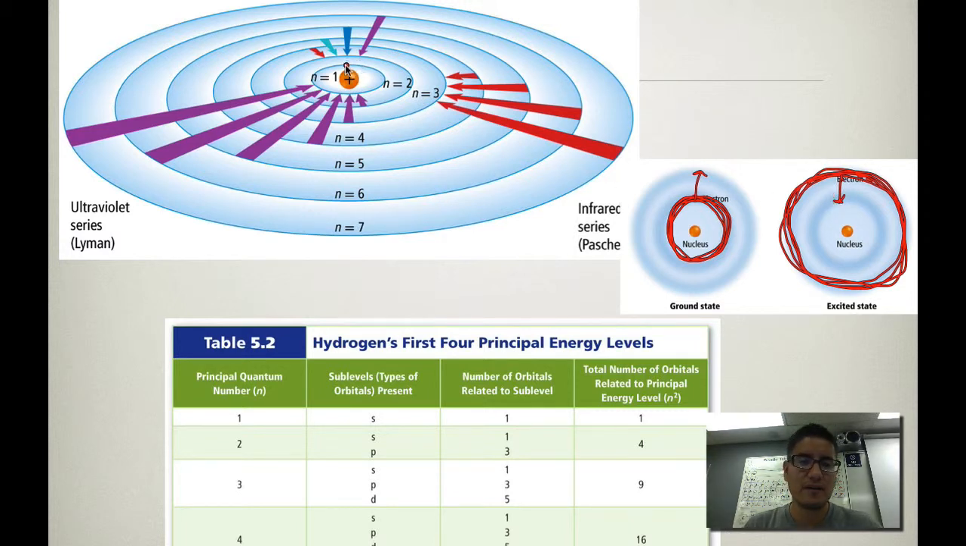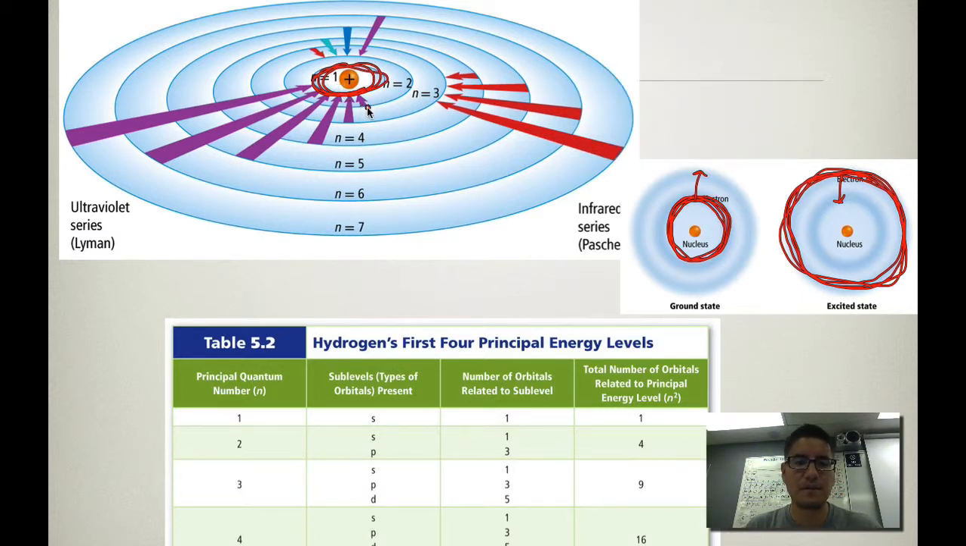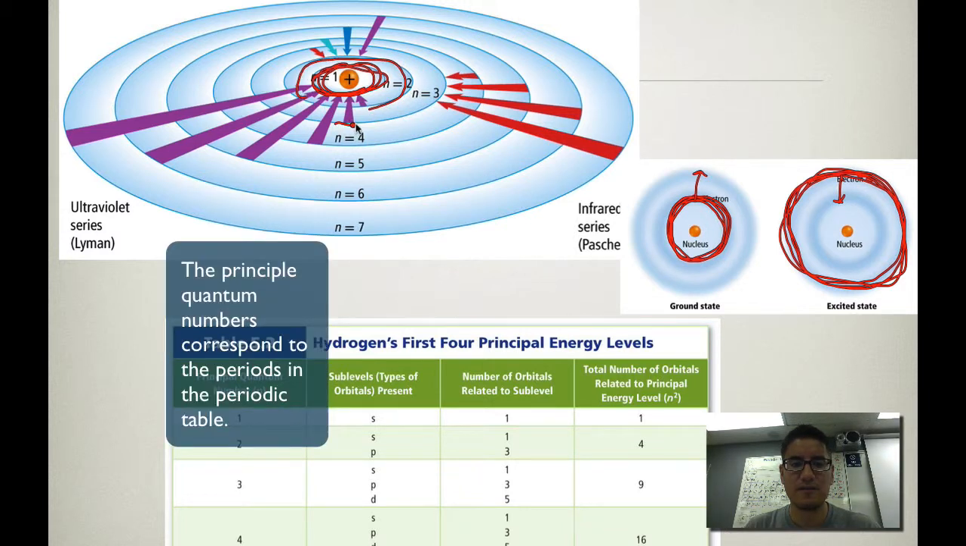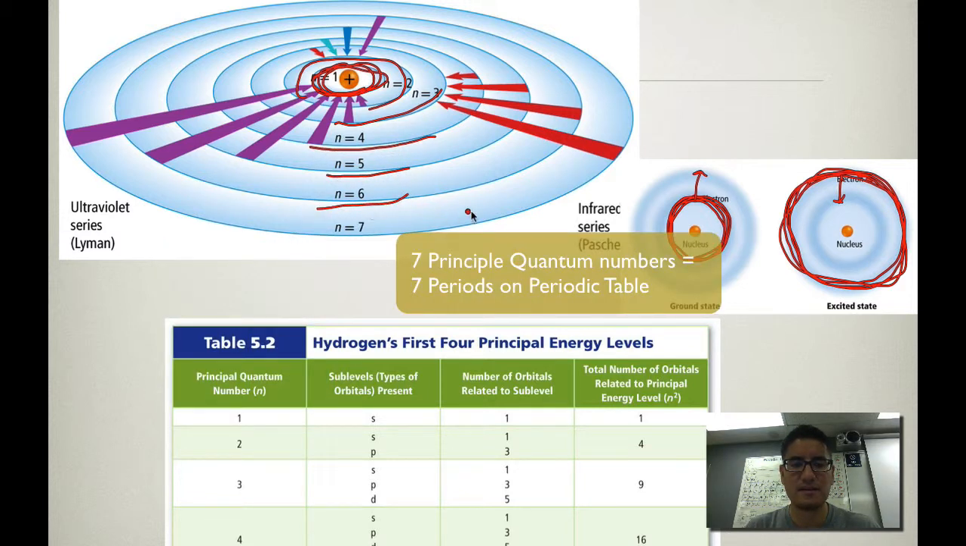If I look over here, I can see this is Bohr's model. The same diagram is in your book. You can see I have various concentric circles. The first one is my N1, my principal quantum number, principal energy level number 1. Then I have principal energy level number 2, and then a 3. As you can see, I keep going out to 4, 5, 6, and then eventually 7.